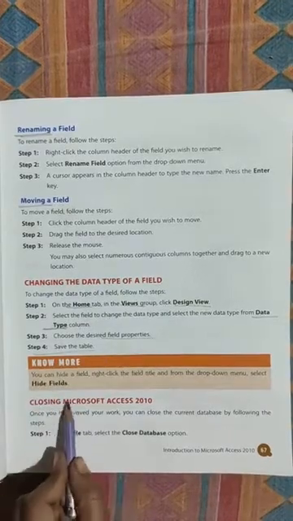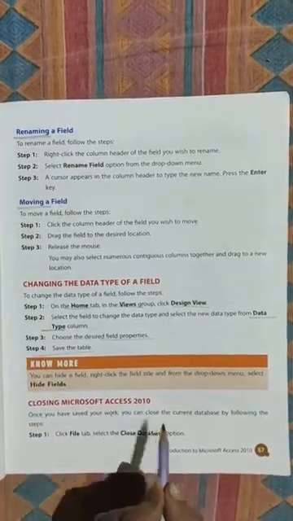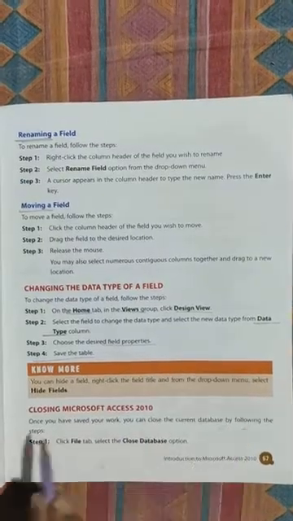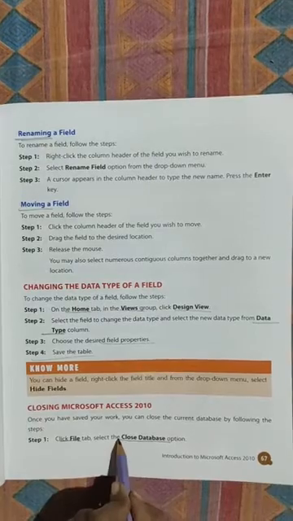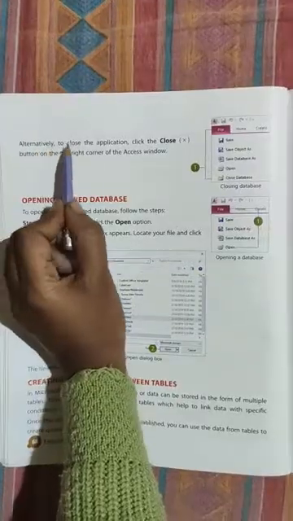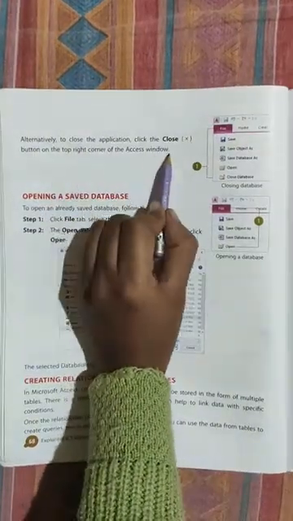Okay. Now closing Microsoft Access 2010. Once you have saved your work, you can close the current database by the following step. Step 1. File tab, select the Close Database option. Okay. Alternatively, to close the application, click the Close button on the top right corner of the Access window.